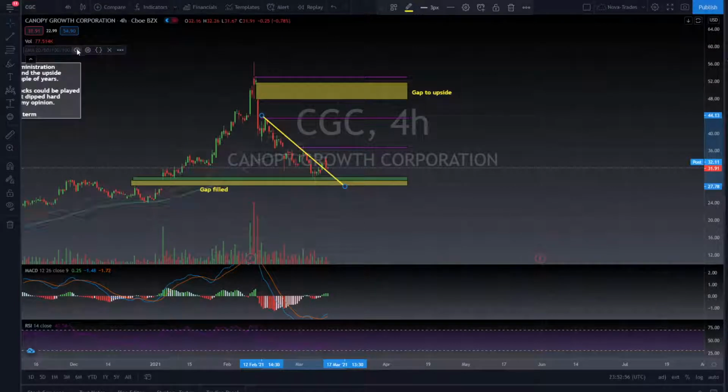What happens if we turn on the... so yeah, it failed getting over that 100 EMA. It bounced off the 200 EMA though, which is bullish.